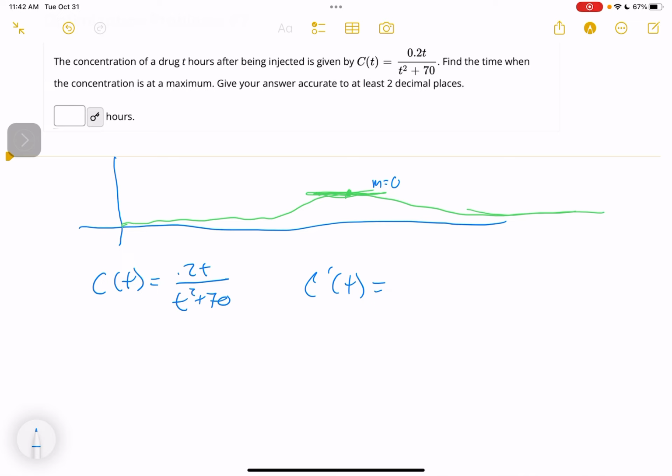So our derivative, I'm going to use the quotient rule, low d high minus high d low, all over the square of what's below. So it's going to be low, which is t squared plus 70. D high, or derivative of the high one, or the numerator, it's going to be 0.2, minus high, which is the 0.2t, d low, the derivative of what's in the denominator, so that's just going to be 2t, all over the square of what's below, so t squared plus 70, quantity squared.